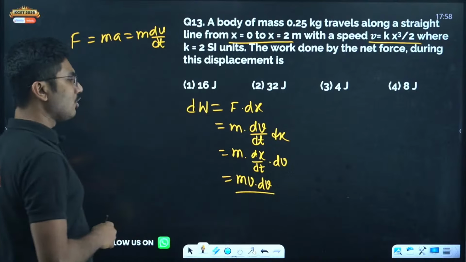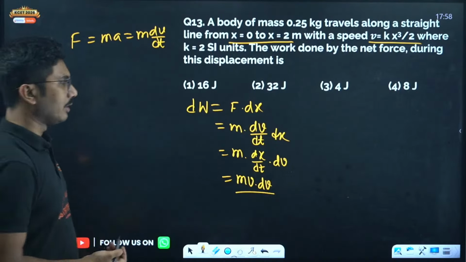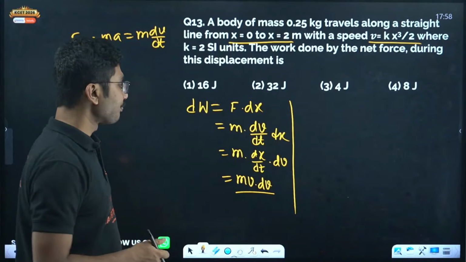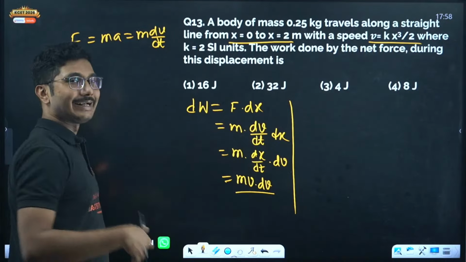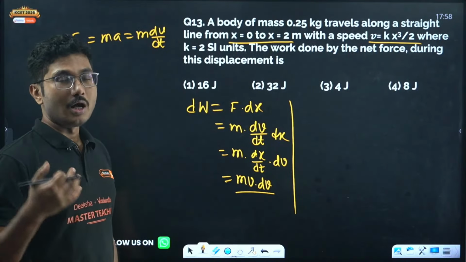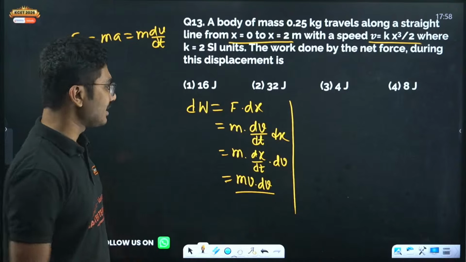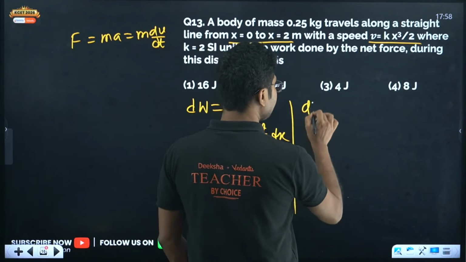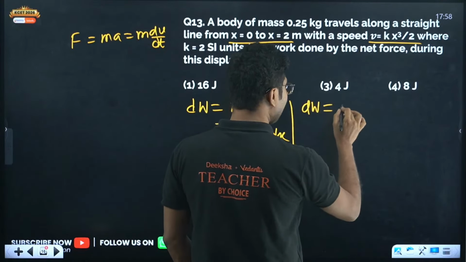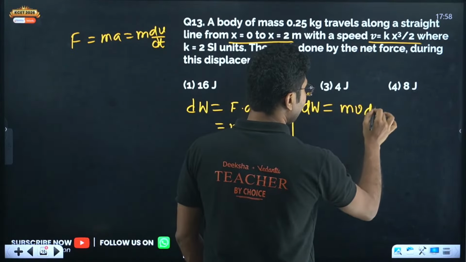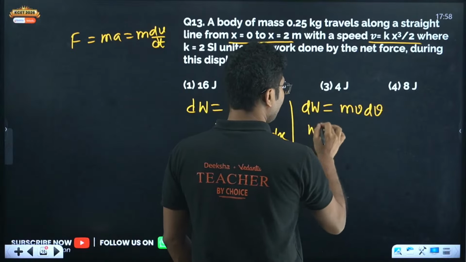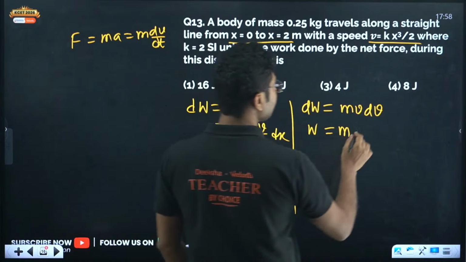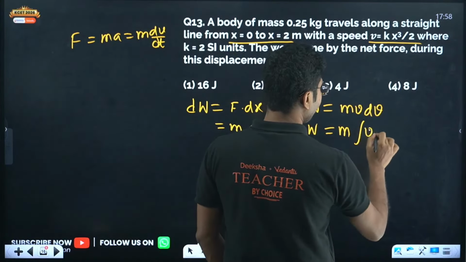So this is a very common trick that we use to derive the work energy theorem. We start with this and then we integrate it to show that the work done is equal to the change in kinetic energy. But here we will use the same formula with a twist. Small work done is given by mv dv, so total work done must be the integration. Now m is constant, so it will be integration of v dv.